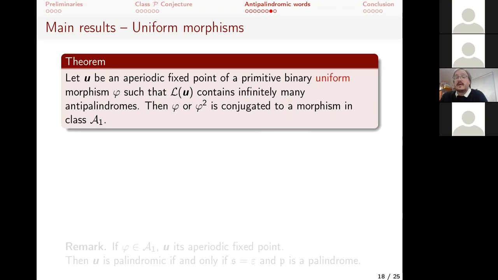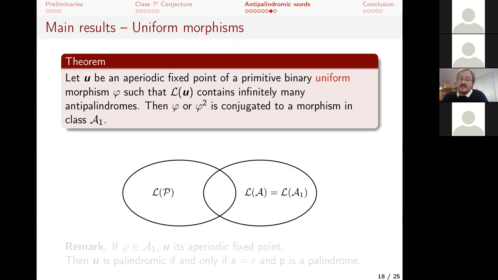If u is an aperiodic fixed point of a primitive binary uniform morphism phi, such that the language of this fixed point contains infinitely many antipalindromes, then either phi or phi square is conjugated to a morphism in class A1. So for uniform morphisms, everything is nice. The situation is the following one. We've got a set of languages of words fixed by morphisms in class P. We've got a set of languages of words fixed by morphisms in our class A1, which is equal to class A, where A is the class of morphisms fixing all antipalindromic words. In this case, uniform morphisms.